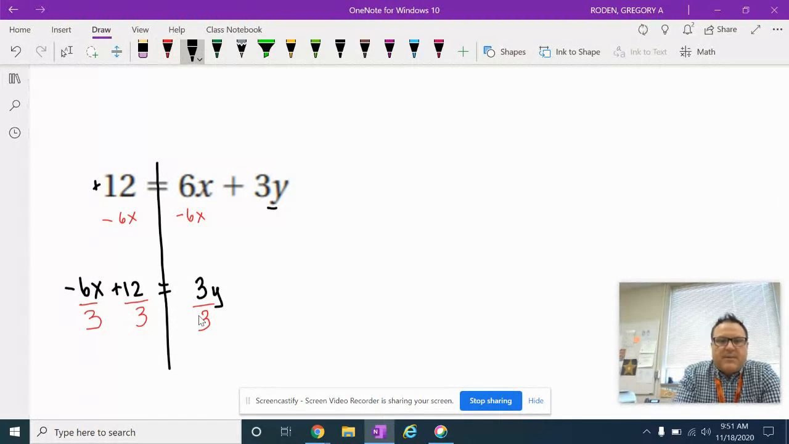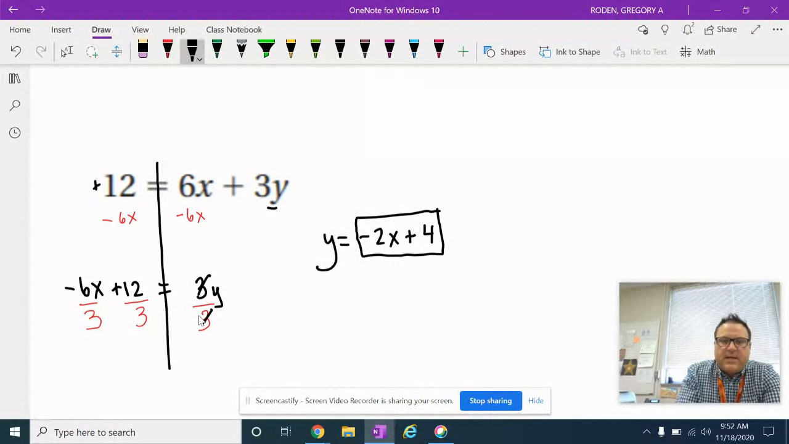Now I'm just going to switch this around because I like having y on the other side. So y equals, well, what's negative 6 divided by 3? A negative divided by a positive is a negative, and 6 divided by 3 is 2. So that's going to be negative 2x plus, what's 12 divided by 3? 12 divided by 3 is 4. So this is the answer right here, not with the y equals, but just like that.